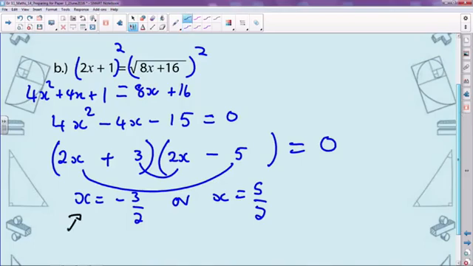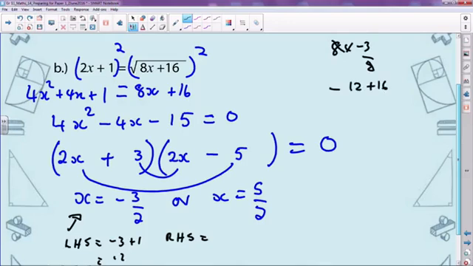For this, if I take my left-hand side, I substitute by minus 3 over 2. I get the left-hand side to be 2 times minus 3 over 2, I get minus 3 plus 1, which is minus 2. And then taking the right-hand side, I will have the square root of 8 times minus 3 over 2, that's minus 12 plus 16, which gives us a 4. Square root of 4 is 2. Right. Now, if you look at your left-hand side, that's minus 2, and then your right-hand side is positive 2.